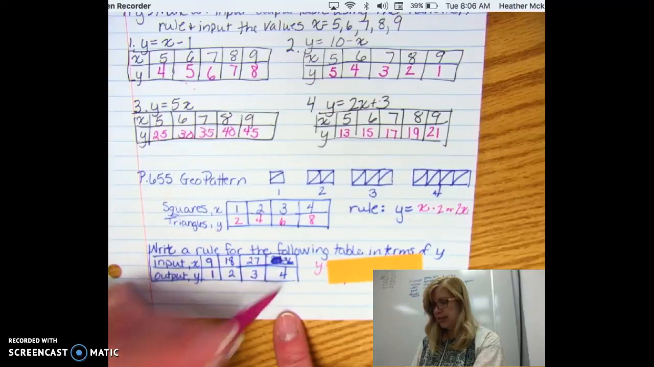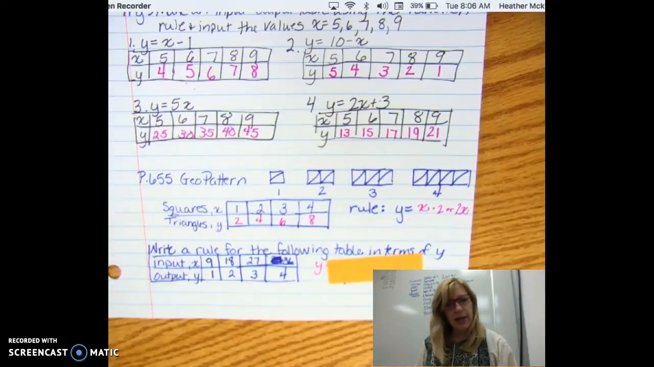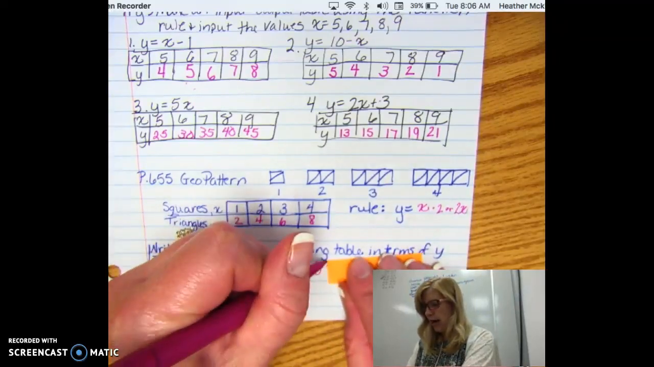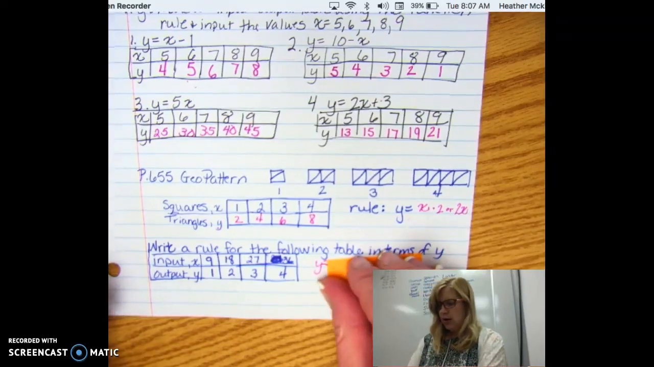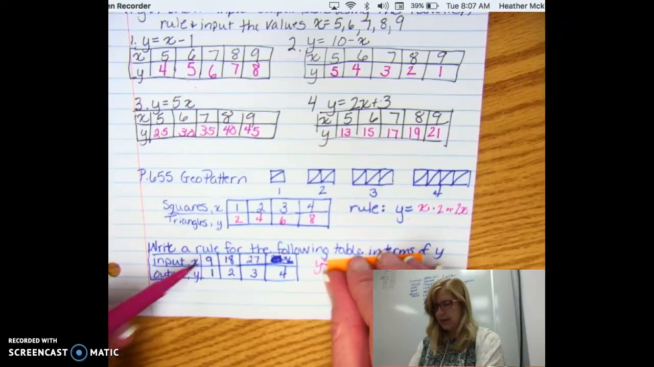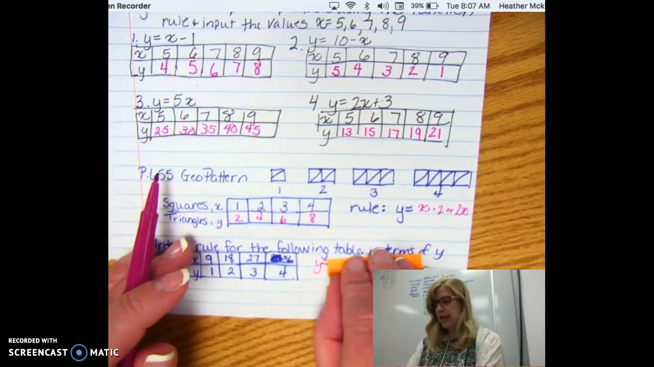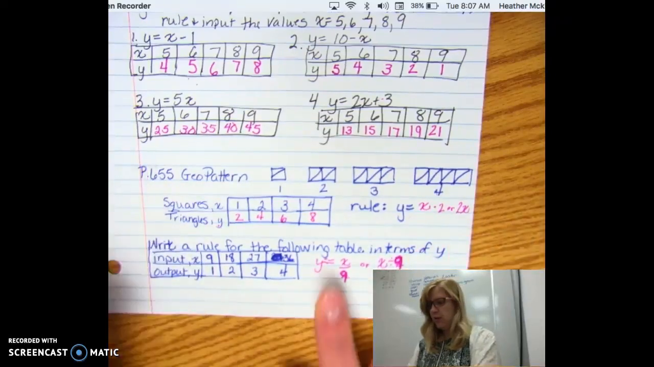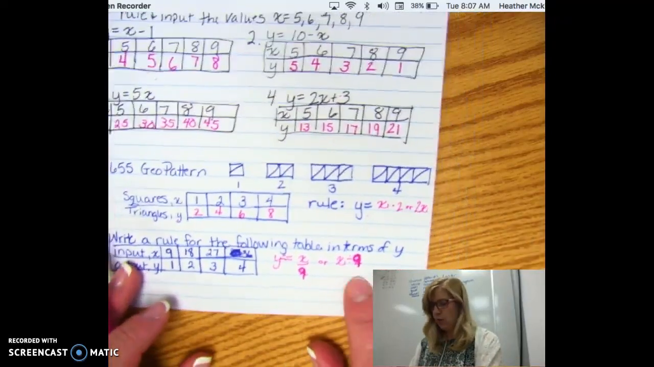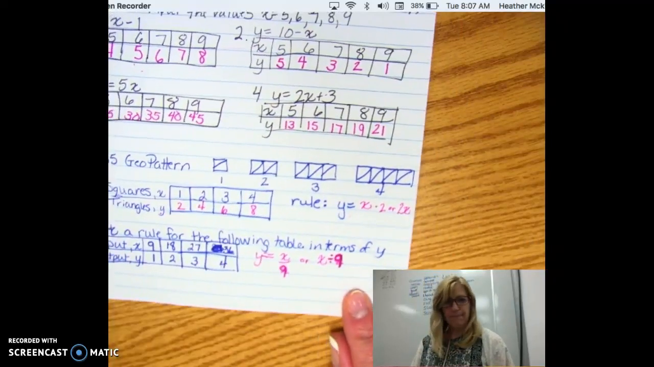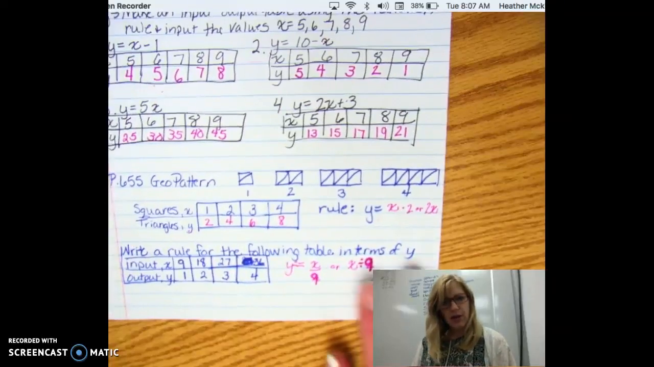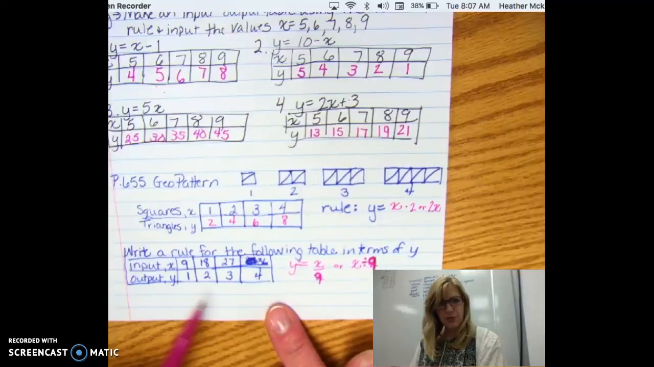27, 3, 36, and 4. What do all of those have in common? And when it says write in terms of y, that means that you have to start with y equals. Y equals what? X, what is done to x? So if I look at each x, x is divided by 9 each and every time. So it would be y equals x divided by 9, or y equals x, you can draw the little division symbol, divided by 9.